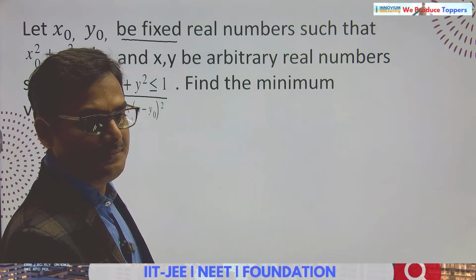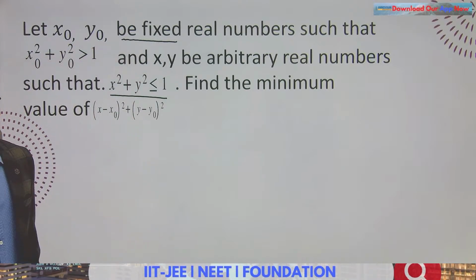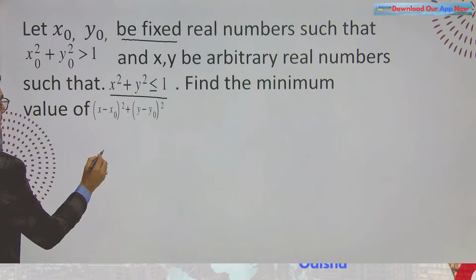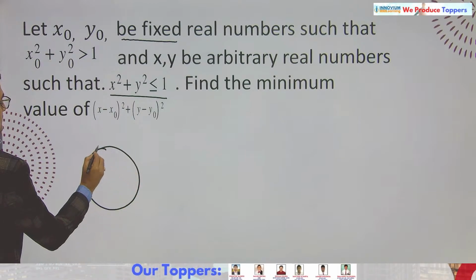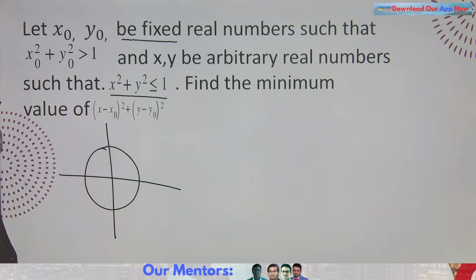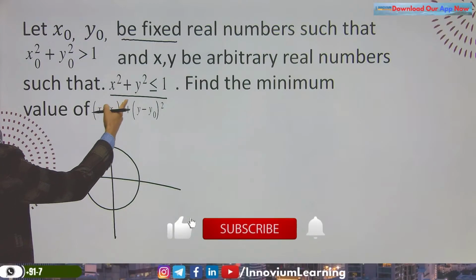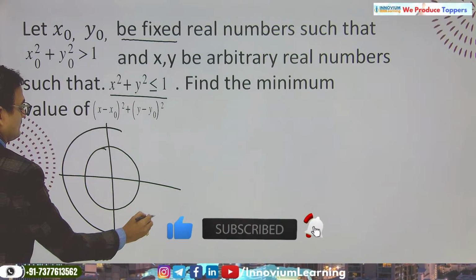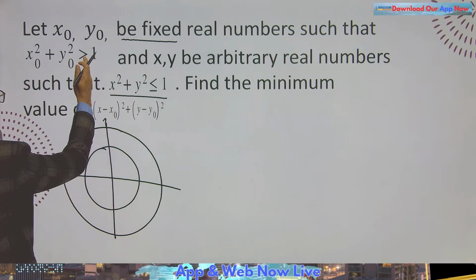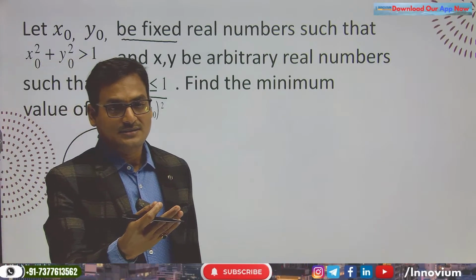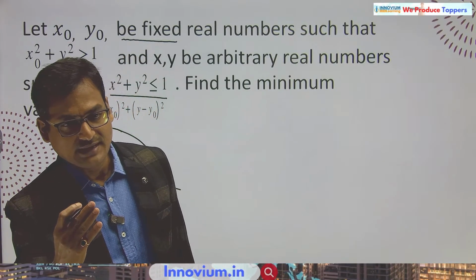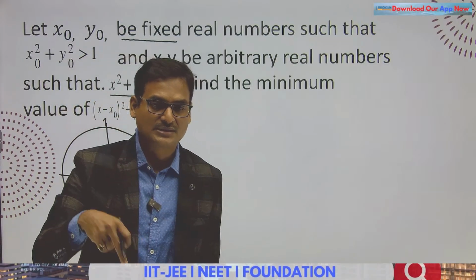So how to find out? Now you see, this equation is an equation of a circle whose center is 0 0 and radius is 1. This is another equation, center 0 0, radius 1. Greater than 1 means the part outside the circle. Less than or equal to 1 means all the points lie inside or on the circumference of the circle.